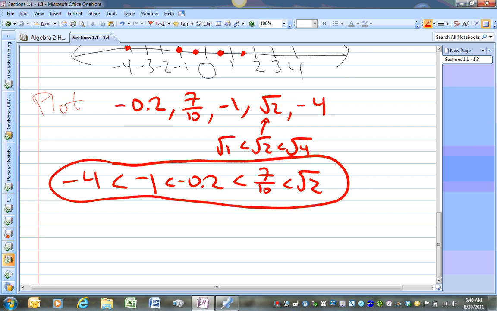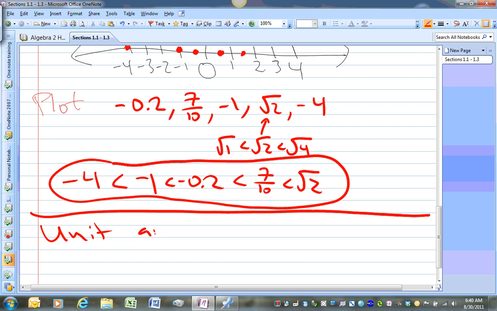Another thing I want to talk about regarding real numbers will be the order of operations, but that's not until we get to section 1.2. Before we do that, let's talk about conversion, converting units to other kinds of units. And then we'll end 1.1. So there's something that's called unit analysis.